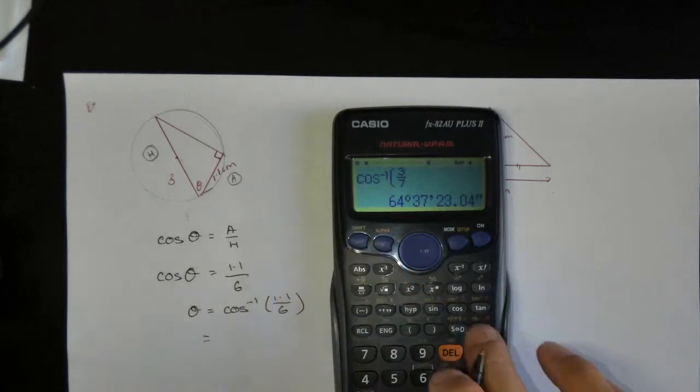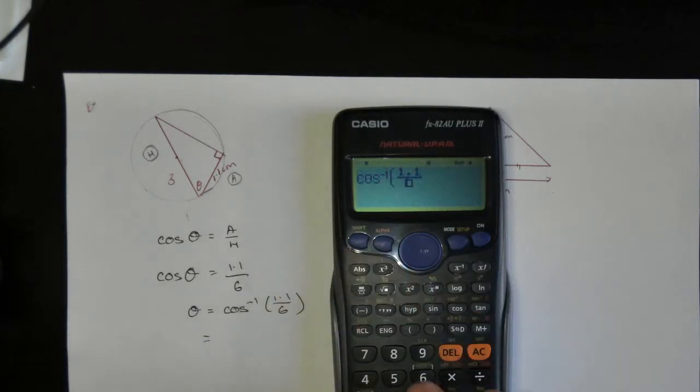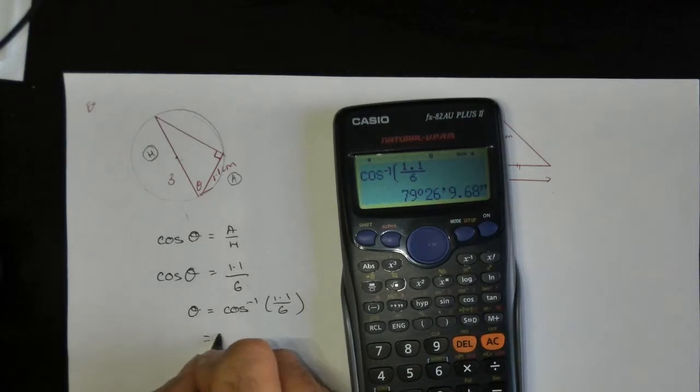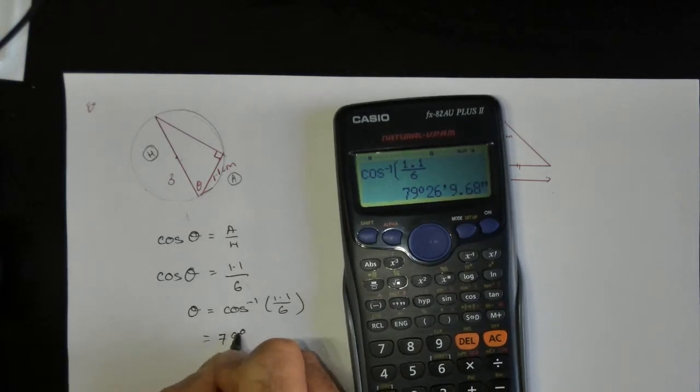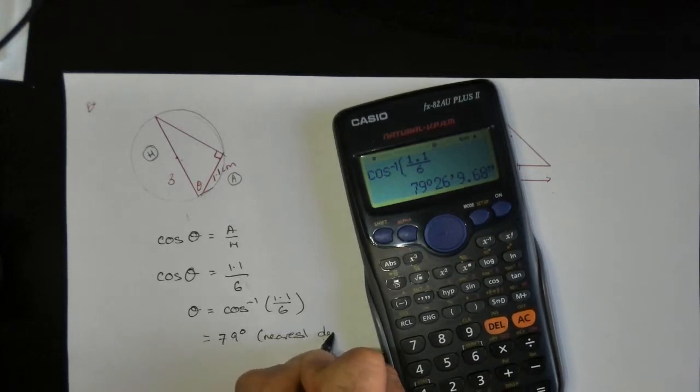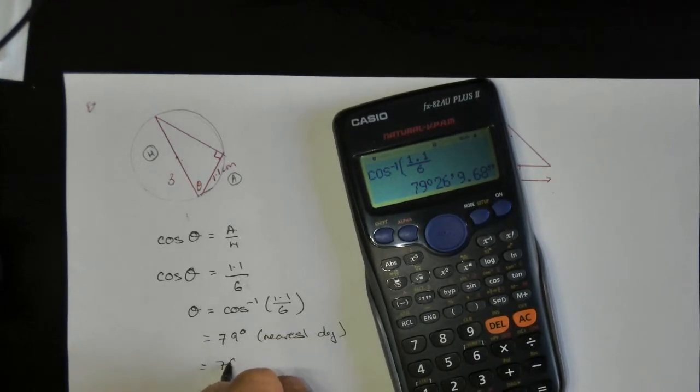So shift cos 1.1 over 6, and then degrees, minutes. Let's do this to the nearest minute. So 79 is to the nearest degree, and 79 degrees and 26 minutes is to the nearest minute.